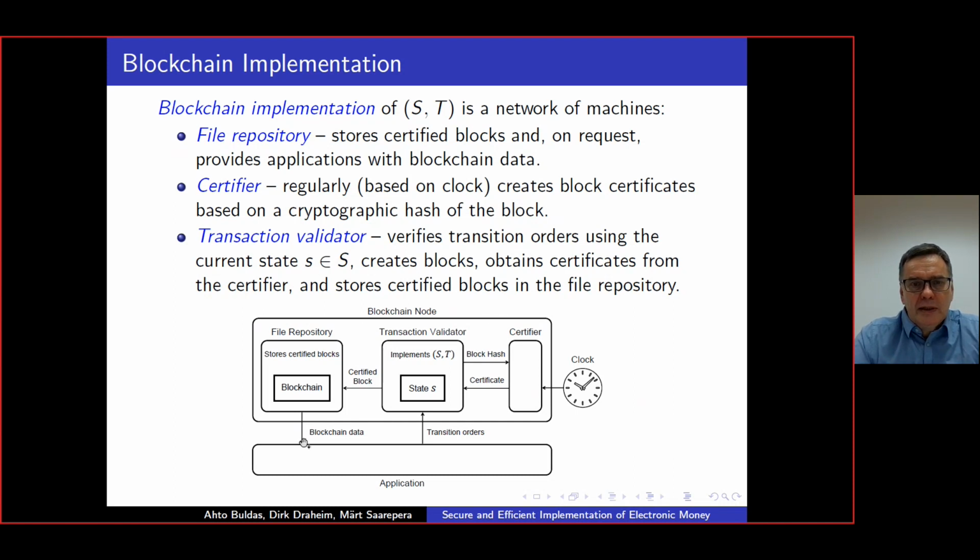You see the schematic view of this. We have a file repository here. We have transaction validator here, and we have transition orders coming from an application. Transition validator has the state. It creates certified blocks, stores it to the file repository, and before doing that, it obtains a certificate from the certifier. For example, in Bitcoin, the certifier is the so-called miner who creates proof of work for the blocks.